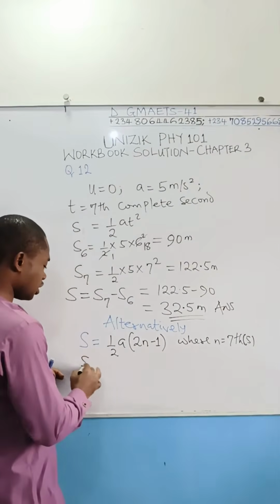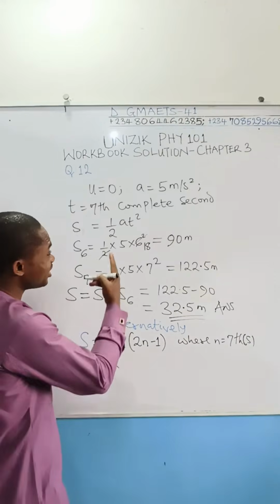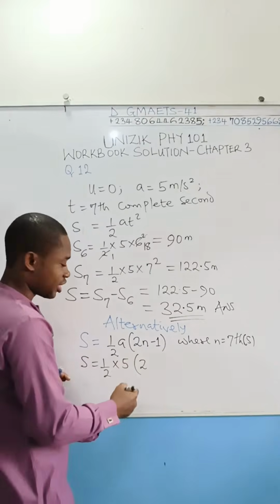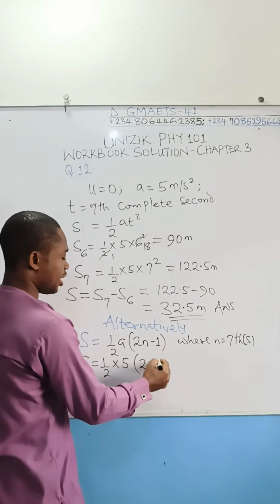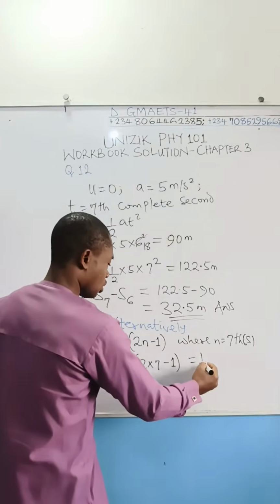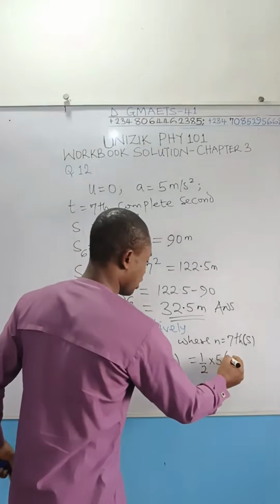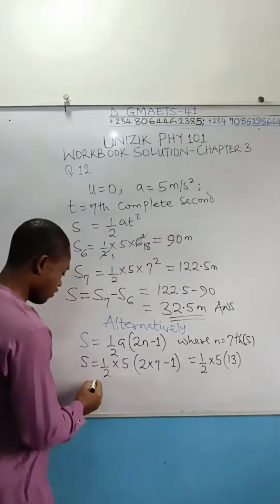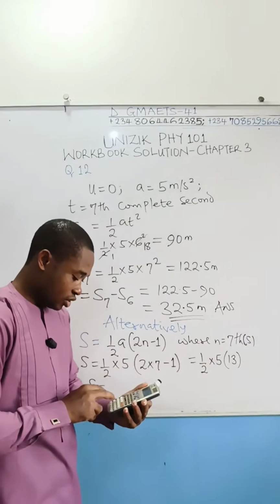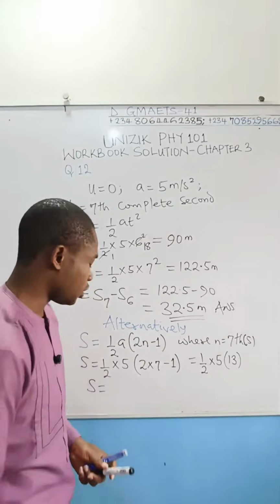So substituting, our distance covered during this journey will now become 1/2 times the acceleration, 5, times bracket 2 times N, N is 7 seconds, subtract 1. Now this is going to be equal to 1/2 times 5, and then 2 times 7 is 14 minus 1 will give you 13. If you solve this out, you would get the same result, 32.5. So 5 times 13 divided by 2 is 32.5.